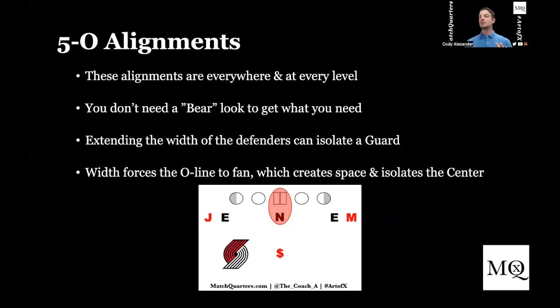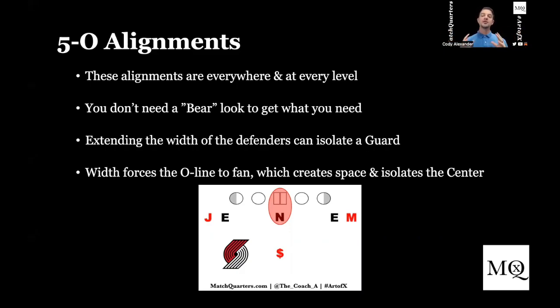These alignments are everywhere and at every level. They're a best practice, and you don't necessarily have to run a bear front with them. A bear front is simply 5s, 3s, and a 0 nose. You don't have to get into bear looks with these. You can move and manipulate however this 5-0 front looks. You can overload one side with 4 and leave one guy all the way on the opposite side. You can run the bear front, or you can isolate the guards, right? That's what we're talking about today. You can isolate the guards with what I call a Blazers front.